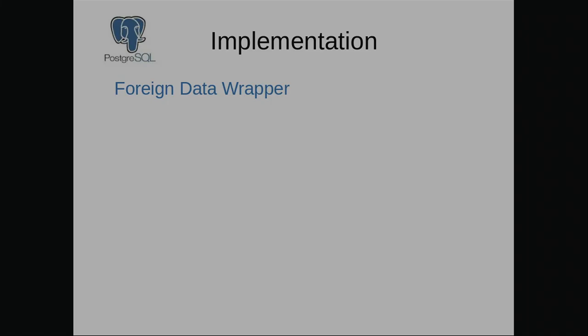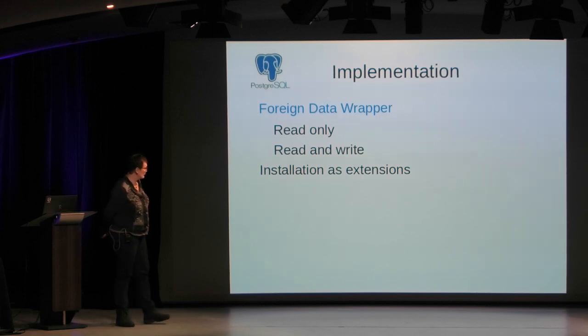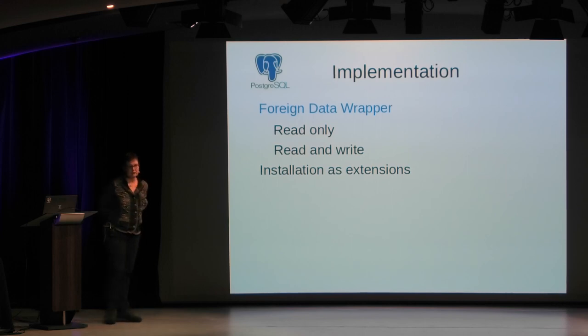Let's speak about the implementation. In Postgres, the implementation is done with a thing named foreign data wrapper, FDW usually in short, so that's how you find it. You have read-only ones, but you also have ones with read and write capabilities. That means you can write into an external data source, which is really funny and helpful sometimes. The foreign data wrappers are installed as extensions into the database, so that makes it easy. We all know how to handle extensions. Obviously, some of them will not work on managed services, but that's the problem with all extensions.